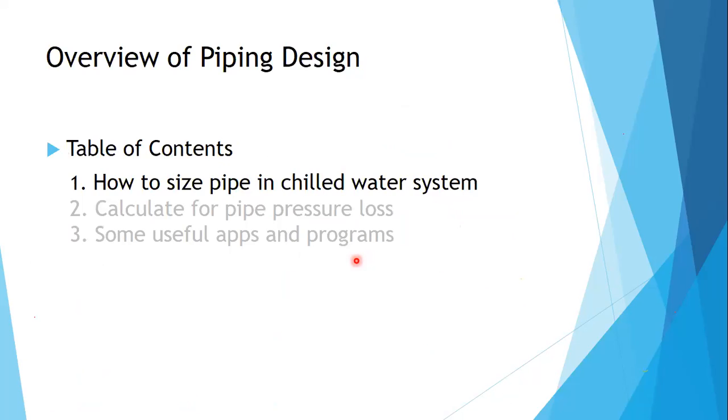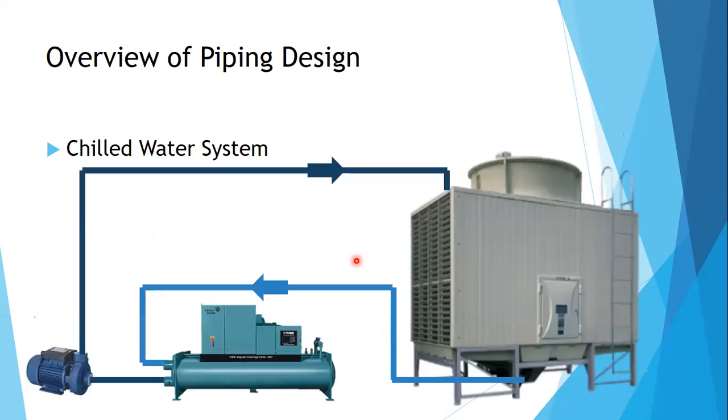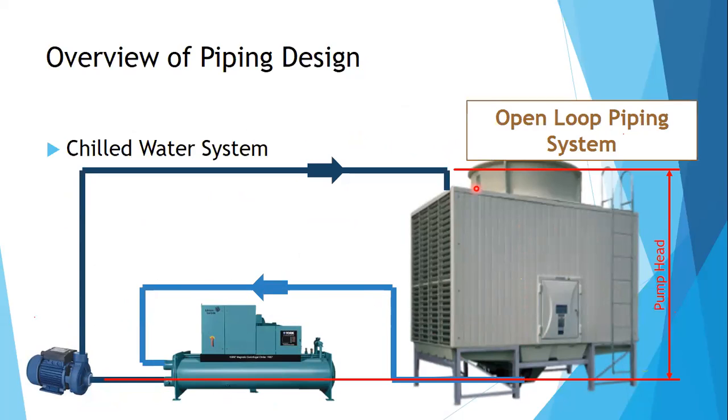That's how you size your chilled water piping. So now we calculate for the pipe pressure loss. Here on the condensing water side, the water from the cooling tower flows to the chiller, then from the chiller is sucked by the pump, then goes up and discharges to the cooling tower.